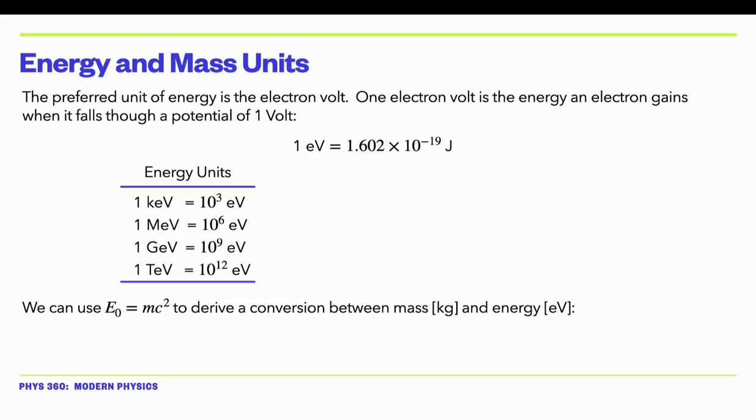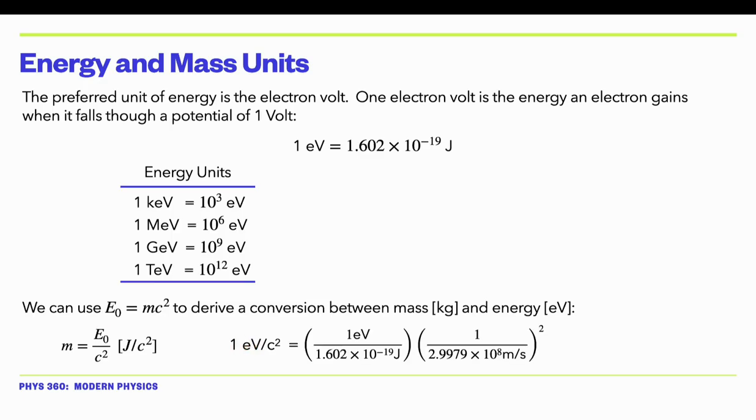Now that we have our equation E equals mc squared, we can express mass in these energy units as well. If we solve for mass, it's equal to E naught over c squared, that's in joules per c squared. If you think about what the mass equivalent of 1 electron volt is, you can calculate it by dividing electron volt by the speed of light squared. So you get that electron volt per c squared is the equivalent of 1.78 times 10 to the negative 36 kilograms, a very tiny mass indeed.